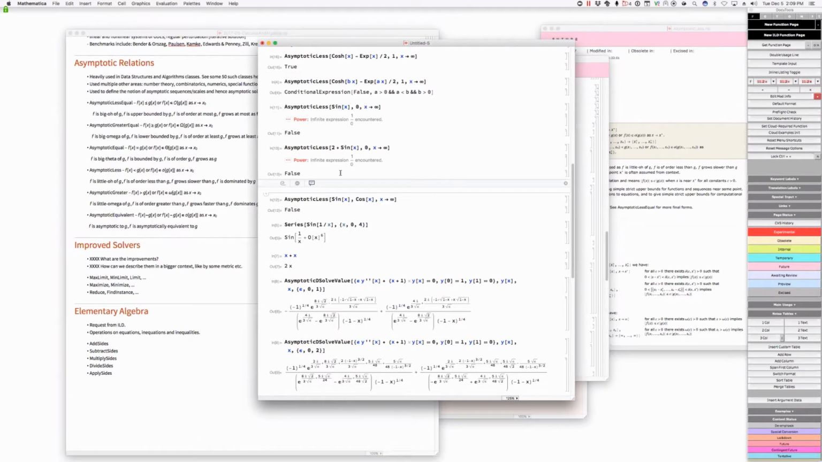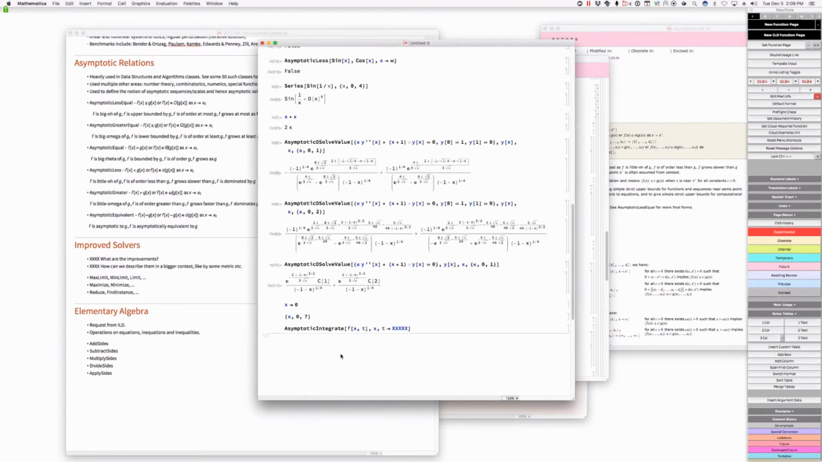Limit attempts to just resolve what the limit is. But for example, in the case of sine 1 over x as x goes to 0, limit is just going to say, I don't know what the limit is. Well, no, it will tell you that the limit does not exist. Okay, that's correct.